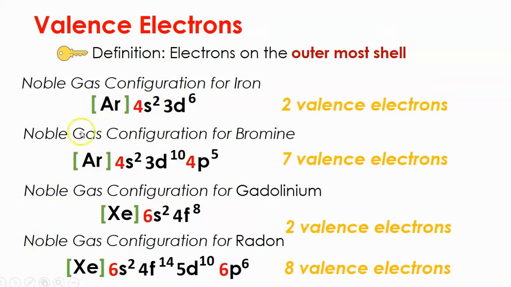You would notice that for iron, iron has 2 valence electrons. For bromine, the highest principal quantum number is 4, so 5 plus 2 is 7, so 7 valence electrons. For gadolinium, the highest principal quantum number is 6, so this is going to have 2 valence electrons. And lastly, radon, the highest principal quantum number is 6, so the exponents for that, 6 plus 2, is going to give us 8 valence electrons.